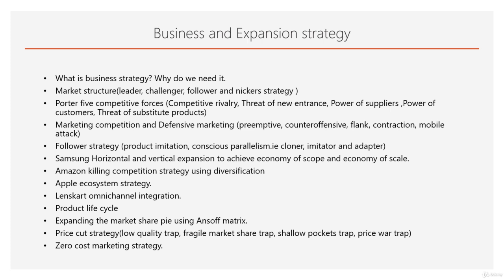Chapter 9 will give you some idea about the omnichannel strategy, and chapter number 10 will help you simplify the product life cycle. And as usual, in chapter number 11 we will understand the Ansoff matrix. In chapter number 12 we will understand different types of pricing strategy which you can use for your product to gain some market share from your competitor. In chapter number 13 we will understand the zero cost marketing strategy, and in this we will understand strategies like guerrilla marketing, surrogate marketing, and all that kind of stuff.